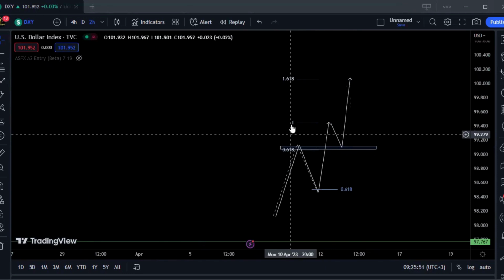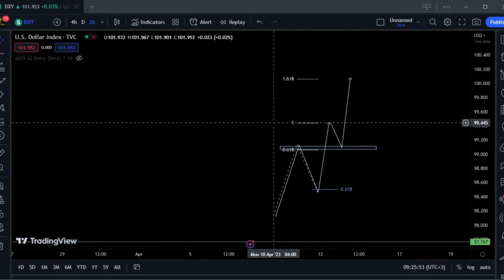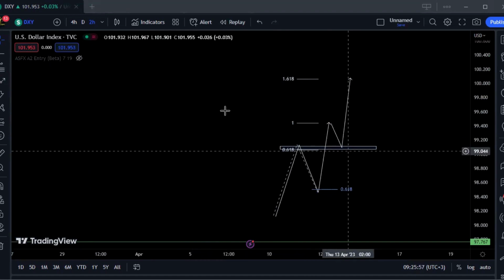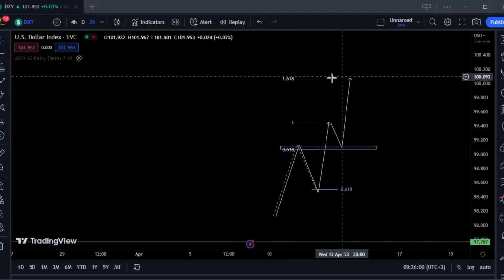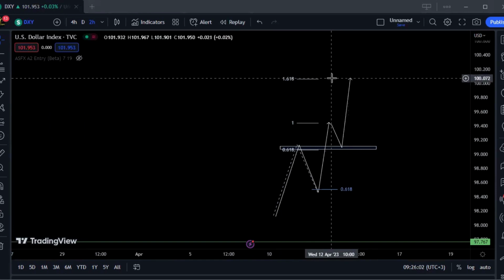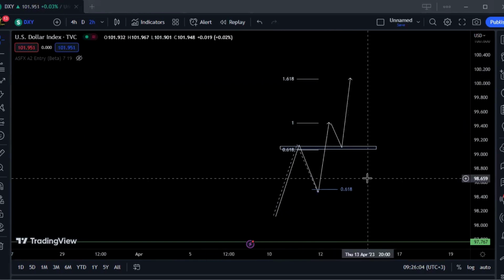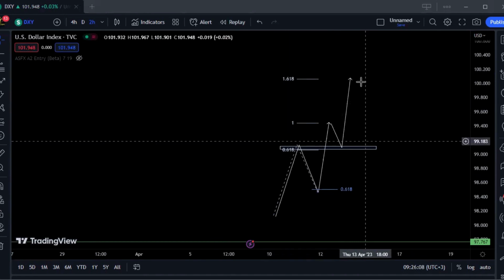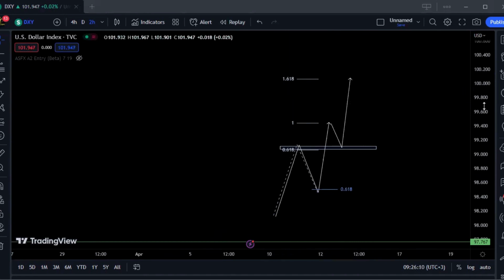So that means at 1, you fully close the trade. And then after that, you take another buy on this market structure for prices to push you higher all the way until 1.618. So that's how you can actually utilize the Fibonacci extension to get better entries, better exits, and maximize your gains on the trade.